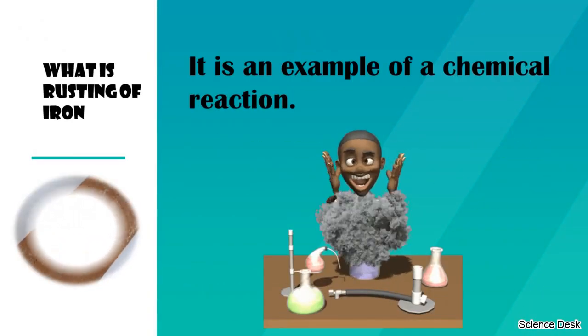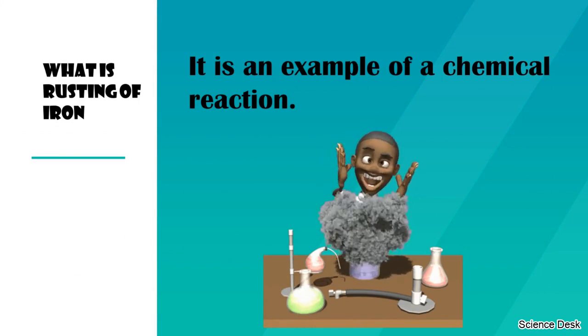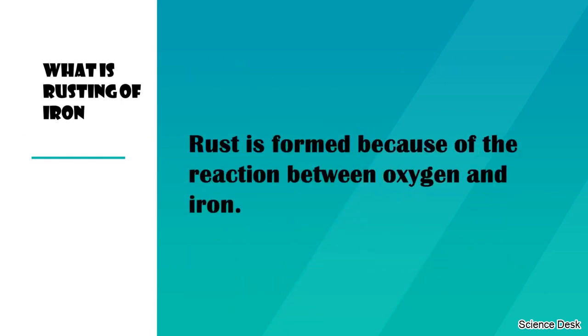What is rusting of iron? Rusting of iron is an example of a chemical reaction because it is a reaction that happens with the formation of a new product. That new product is what you call rust. Rust is formed because of the reaction between atmospheric oxygen and iron. So this is an example of a redox reaction. To see what a redox reaction and a chemical reaction are in detail, please refer to our previous video and check the link in the description below.